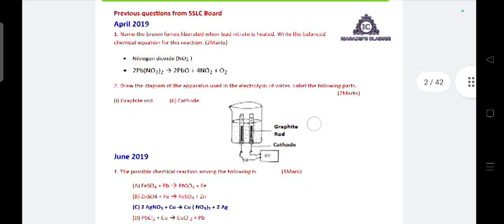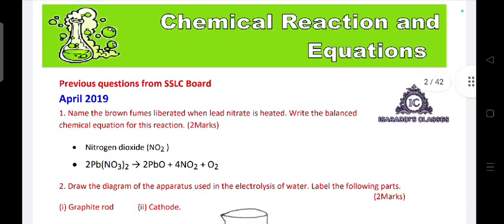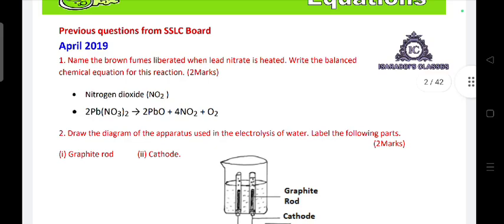Last year's questions, April 2019, the chapter name is chemical reactions and equations. From this chapter the question asked in April 2019: name the brown fumes liberated when lead nitrate is heated. Write the balanced chemical equation for this reaction. This carries 2 marks. The brown fume is nitrogen dioxide, and the equation is this. So this carries 2 marks.